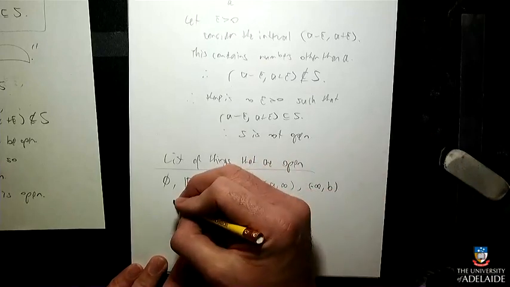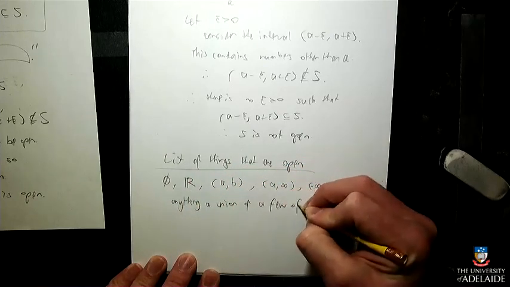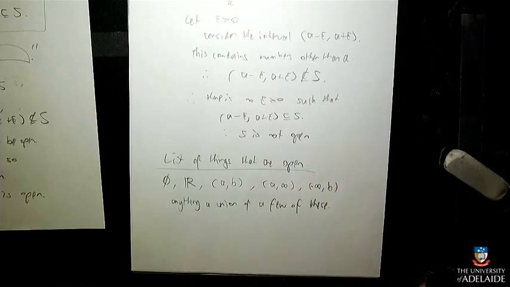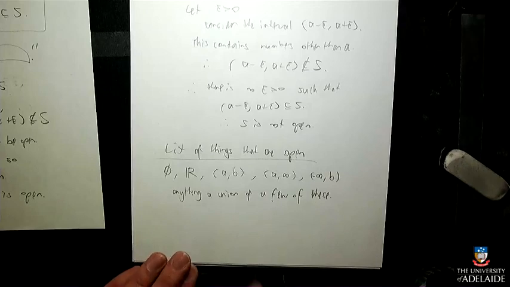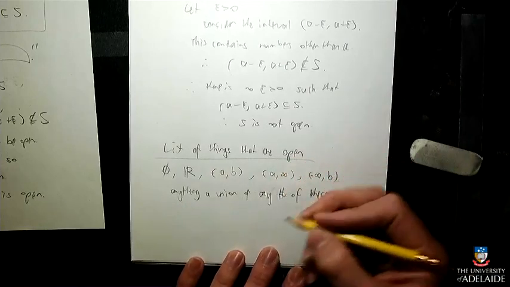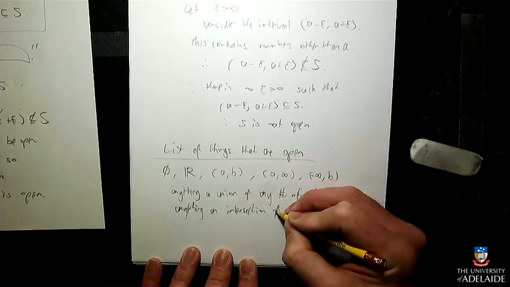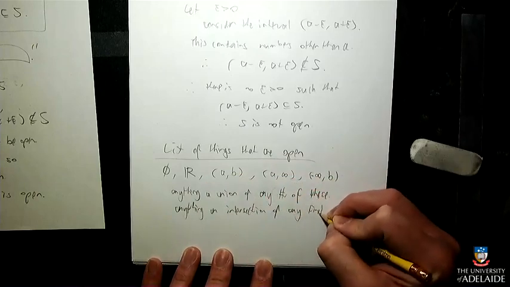So yeah, I think you can do as many, even infinitely many of them as you want to union, but you can only do finitely many to intersect. I think I can prove to myself that you can't do the intersection of infinitely many of them and end up with an open set. So any union of any number of these, even infinite, and an intersection of any finite number of these.